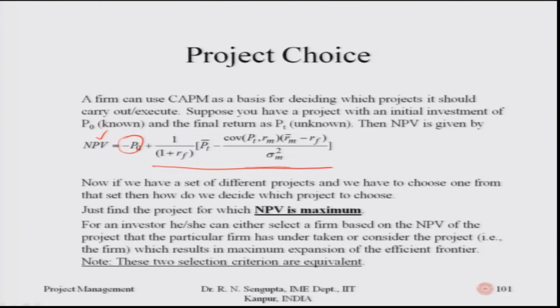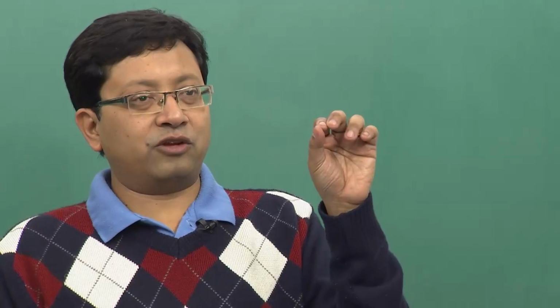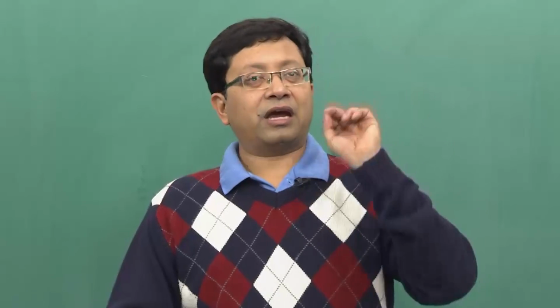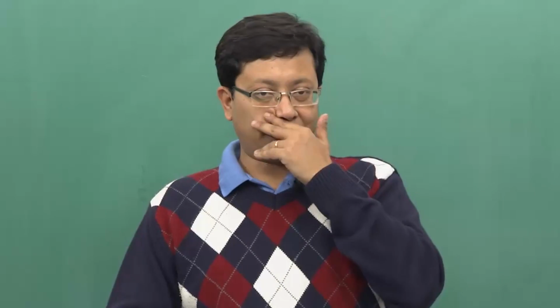Now, the second question is, if I have different types of projects, how should I base my overall decision? It is very simple. You rank them from the highest to the lowest, where the topmost is the maximum positive net present value, and the lowest is the maximum negative net present value. Rank them and choose the one which gives you the maximum benefit.